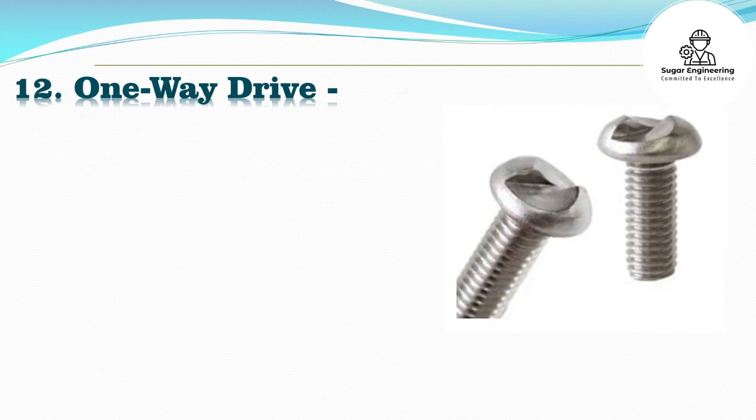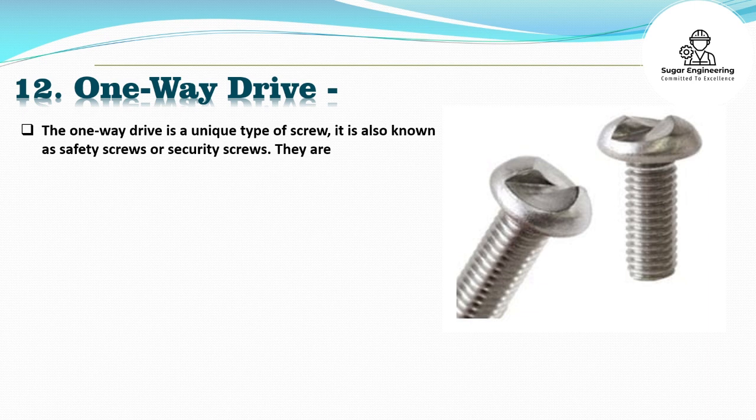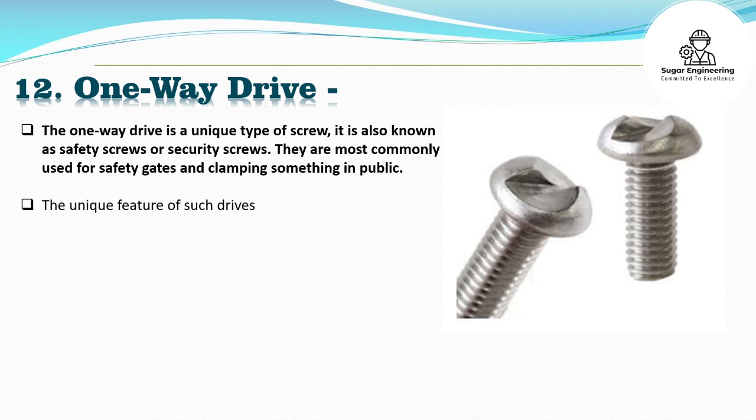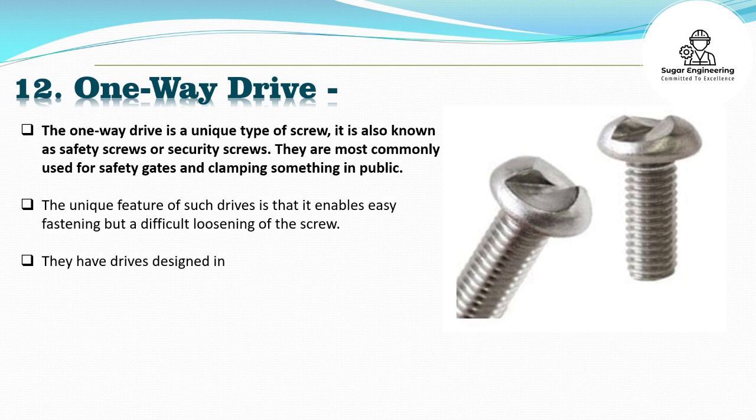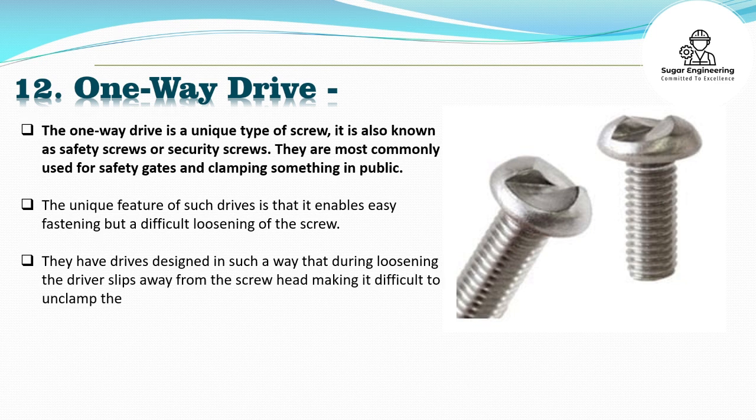12. One-way drive. The one-way drive is a unique type of screw. It is also known as safety screws or security screws. They are most commonly used for safety gates and clamping something in public. The unique feature of such drives is that it enables easy fastening but a difficult loosening of the screw. They have drives designed in such a way that during loosening the driver slips away from the screw head, making it difficult to unclamp the object.